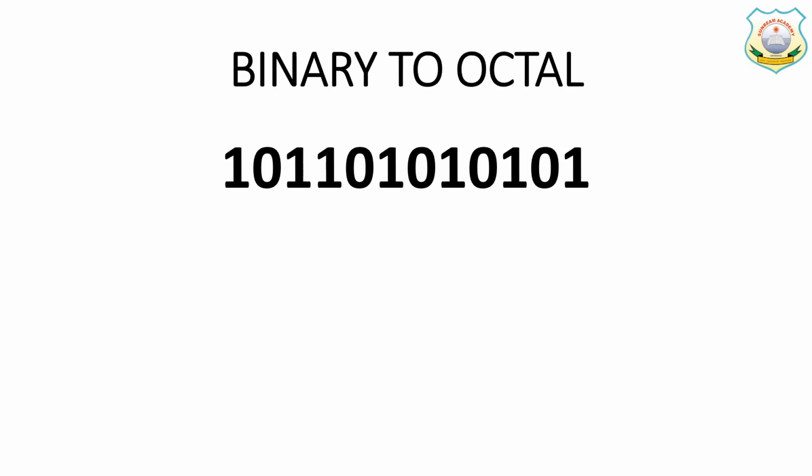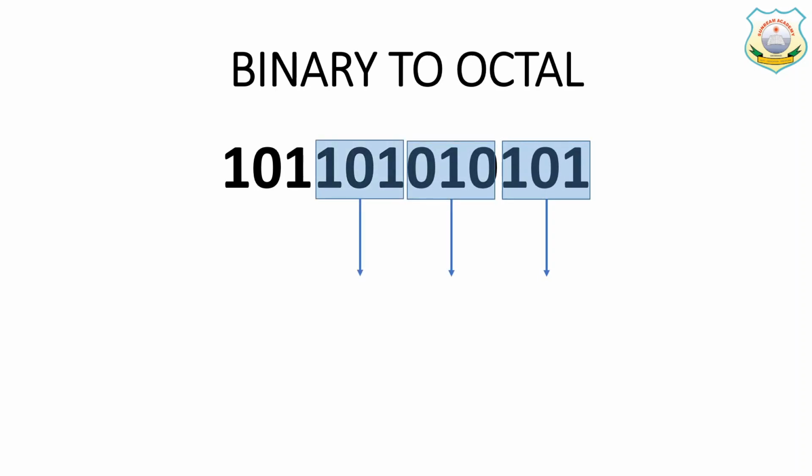This is a binary number in front of you, and if I have to convert it to octal, what I'm supposed to do is make groups of 3, and the reason for that is that an octal digit takes a maximum of 3 bits. So we make groups of 3 bits from the right hand side, just like this one: 101, 010, 101 and 101.